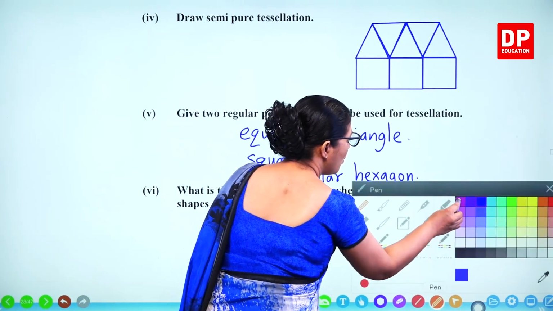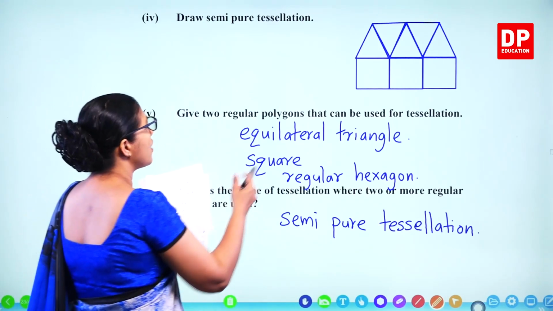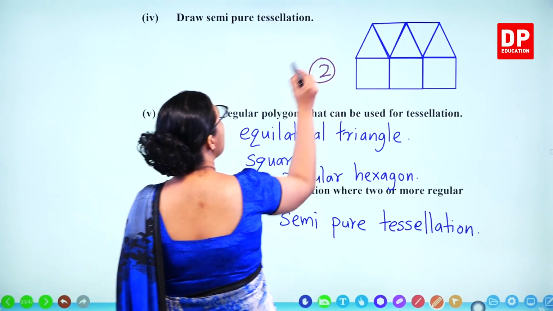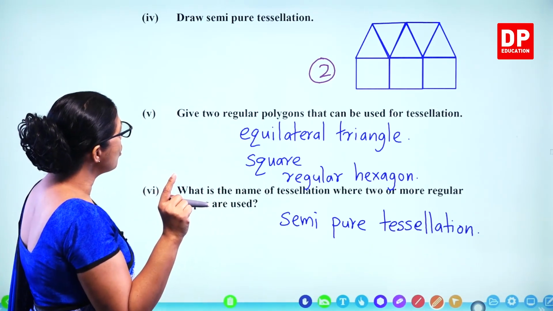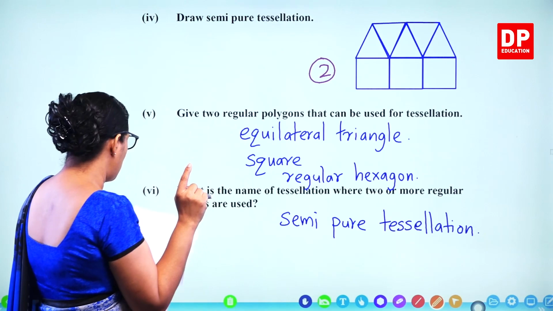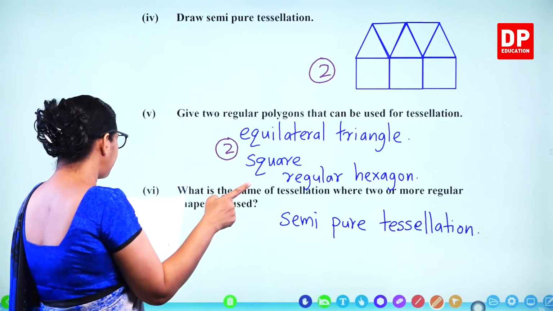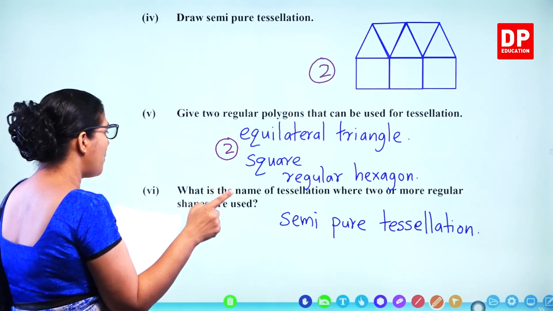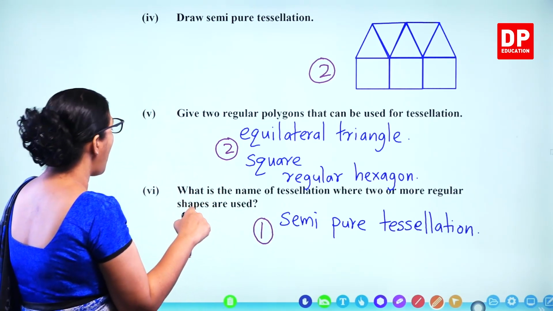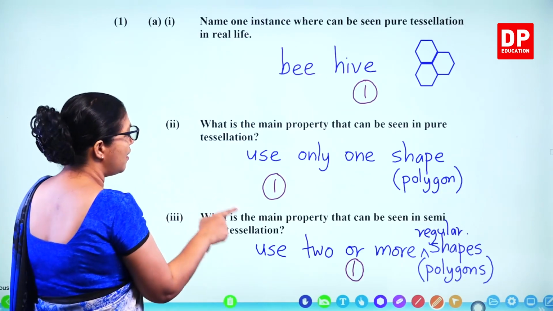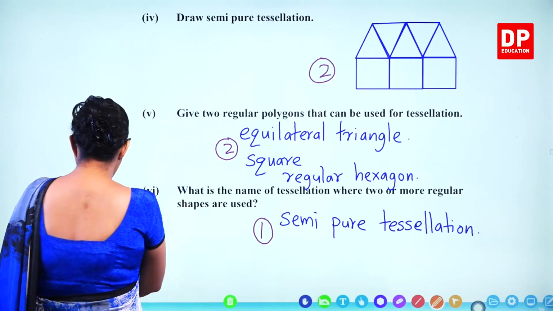So how many marks for this one? You get 2 marks for drawing any diagram, semi-pure. So make sure that you use 2 or more shapes. Then 2 marks for writing down any 2, and 1 mark for semi-pure tessellation. So 5, 6, 7, 8. So let's take the next one.